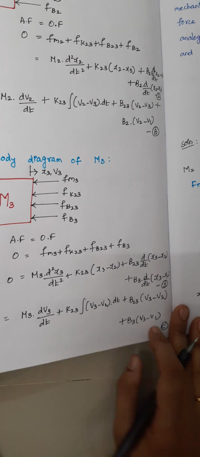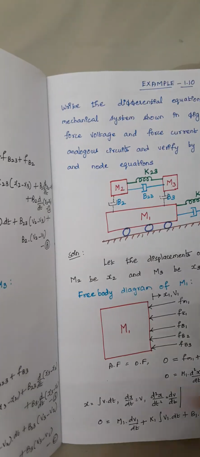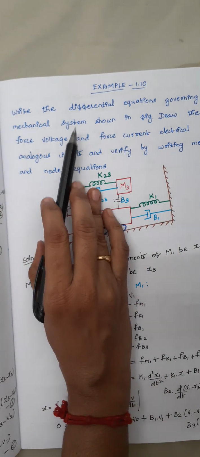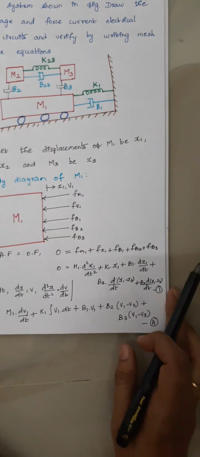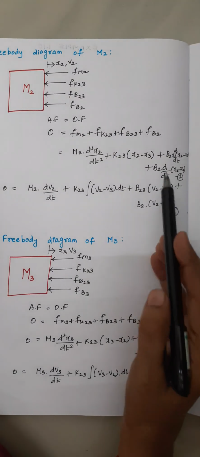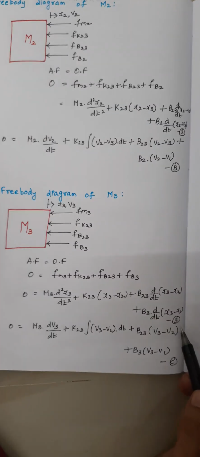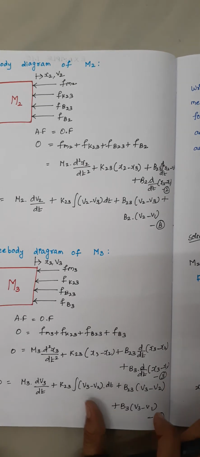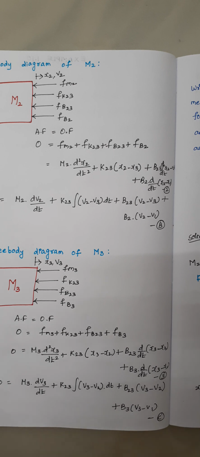So here we have finally obtained the differential equations governing the mechanical system, right? That is, your equation number 1, equation number 2 and equation number 3 are the respective expressions for obtaining the differential equations of the mechanical system shown here.